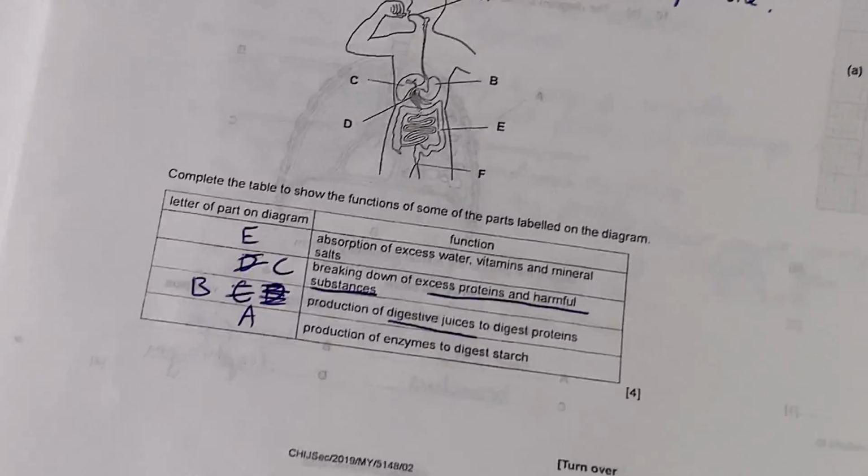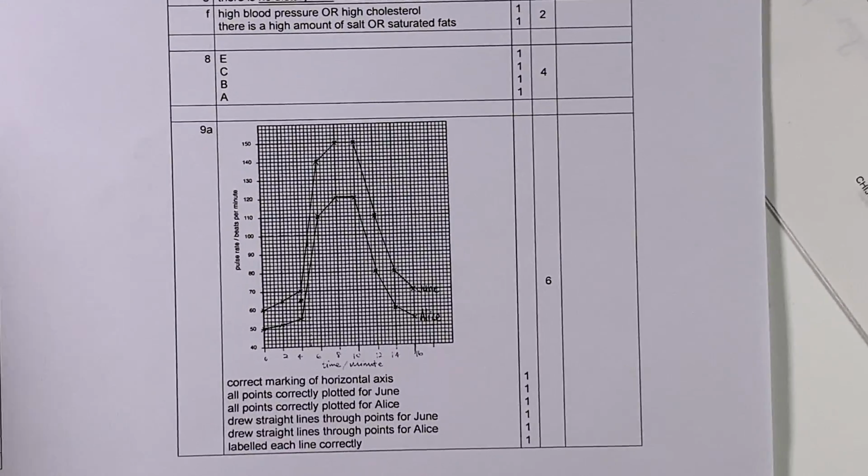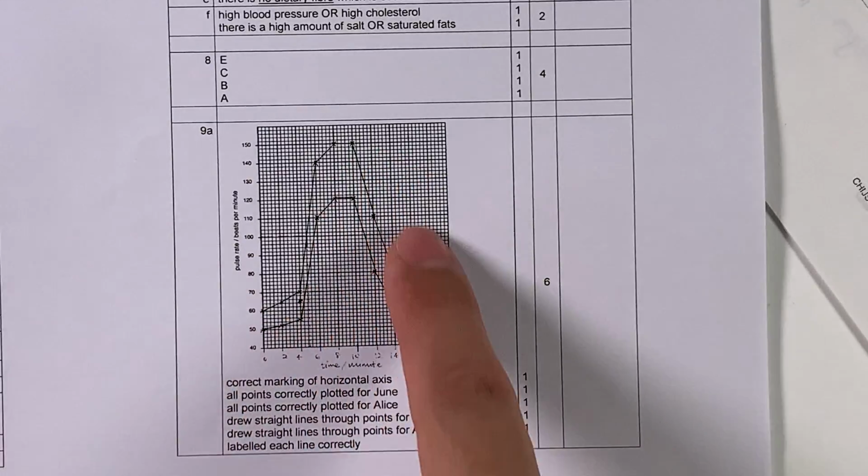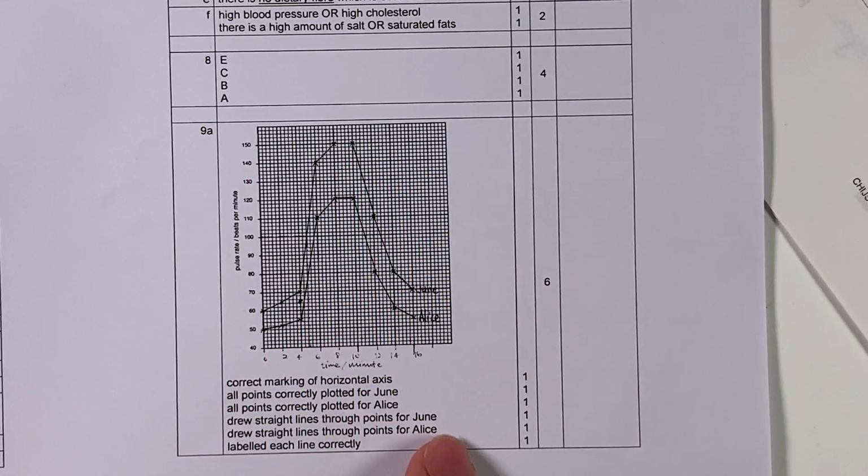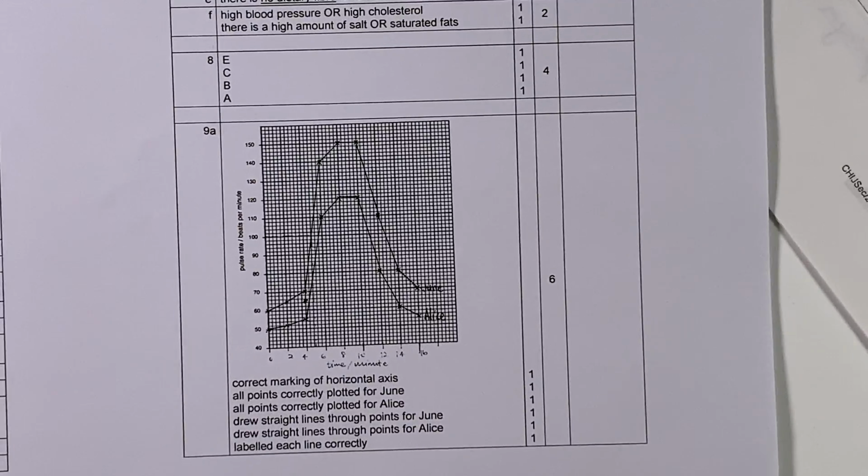Question 9. If you do it properly, you should be able to get this graph itself. Points will be given for the graph, for the axis, and all that. So make sure you do it properly.